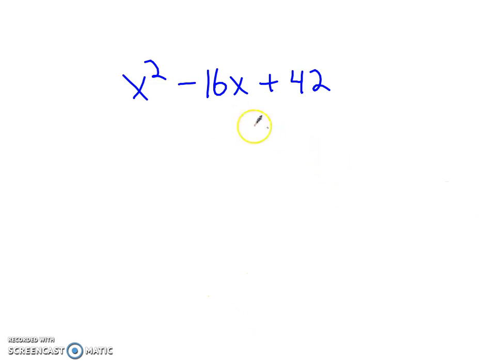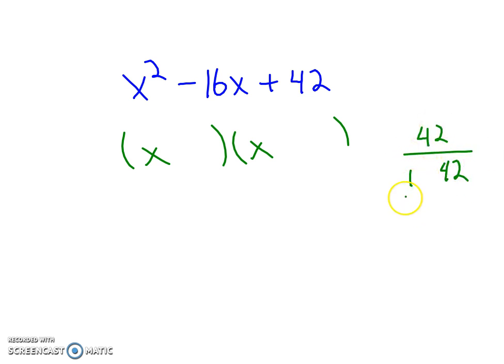This pair, when we get done here, we're going to have x is there and x is there, and the numbers here have to multiply together to get 42. So let's find all the pairs that multiply together to get 42. Okay, and there's a plus sign here, so I'm going to look for a pair that adds together to get 16. Okay, well, it turns out none of them add together to get 16, which tells me this one is not factorable. Okay, so sometimes you get ones that are not factorable.